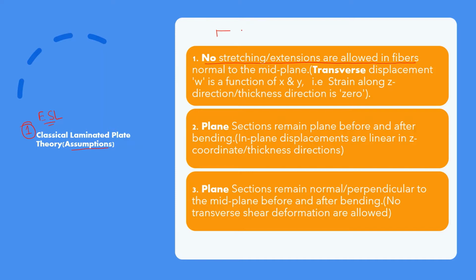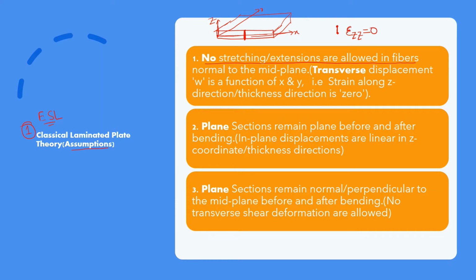So this is the first assumption, that no stretching or extensions are allowed in fibers. If a plate is there, suppose this is the mid plane x, similarly this side would be y, and we consider the z direction. No stretching or extensions are allowed in fibers normal to the mid plane. So if this is the mid plane, then no stretching is allowed in the vertical fibers, meaning the strain epsilon zz along z is equal to 0.